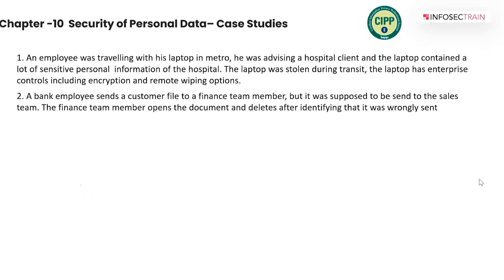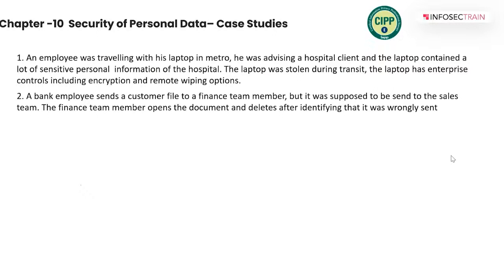Okay. For the second question, what are your thoughts? Question two: a bank employee sends a customer file to a finance team member, and it was supposed to be sent to the sales team. So the finance team member opens the document and deletes it after identifying that it was wrongly sent. Okay. So the breach is internal only, as Kasia said. That is right. It is definitely an internal breach.